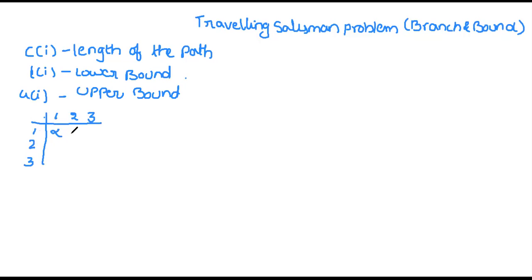From 1 to 1 there is infinity. Infinity means no path. Then 3, infinity, 4, and 1, 8, infinity. That means here there is no self path. So first find the lower bound of the given matrix.